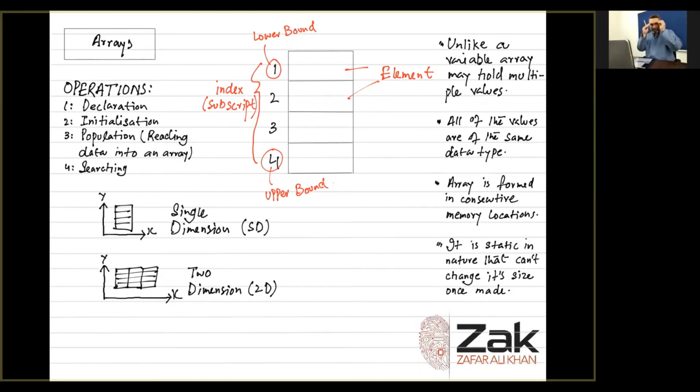Then there are two types of arrays. Single dimension array means an array where there is just one column, and then two dimension arrays where we have got more than one column, means it's not just extending in the y direction, but it is extending in the x direction as well. Means when there is just one column, it is a single dimension array, and when there are multiple columns, more than one, it is a two dimensional array.